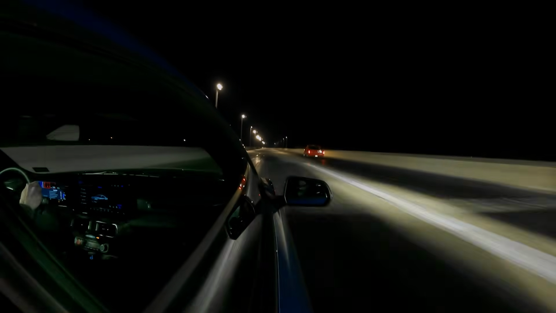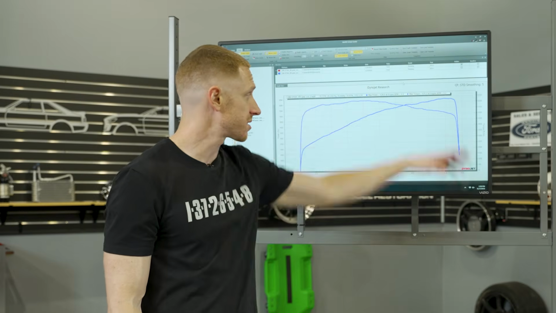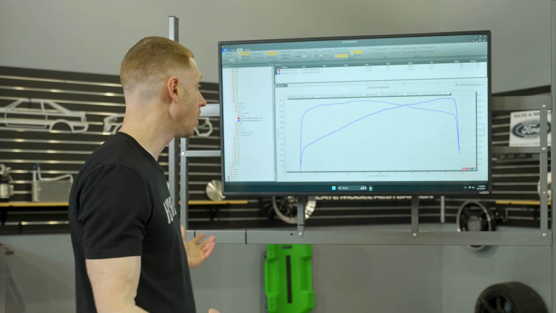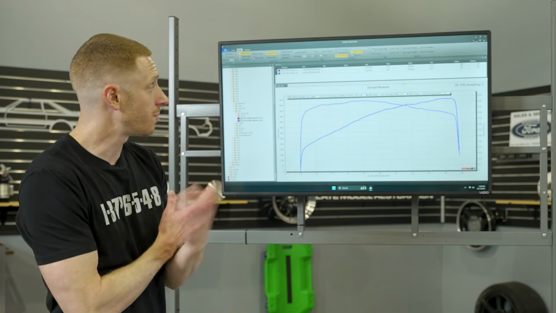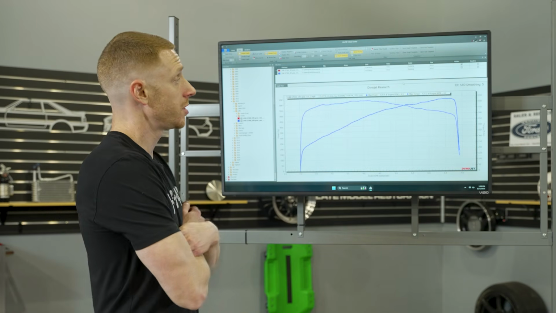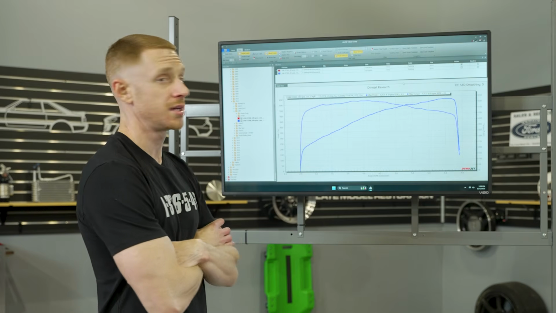There you go, correction factors, and how the smoothing affects the graph a little bit. There it all is in a nutshell. So if you're bragging about your dyno numbers, there you go. Tell your dyno operator, I want to see all three of them.